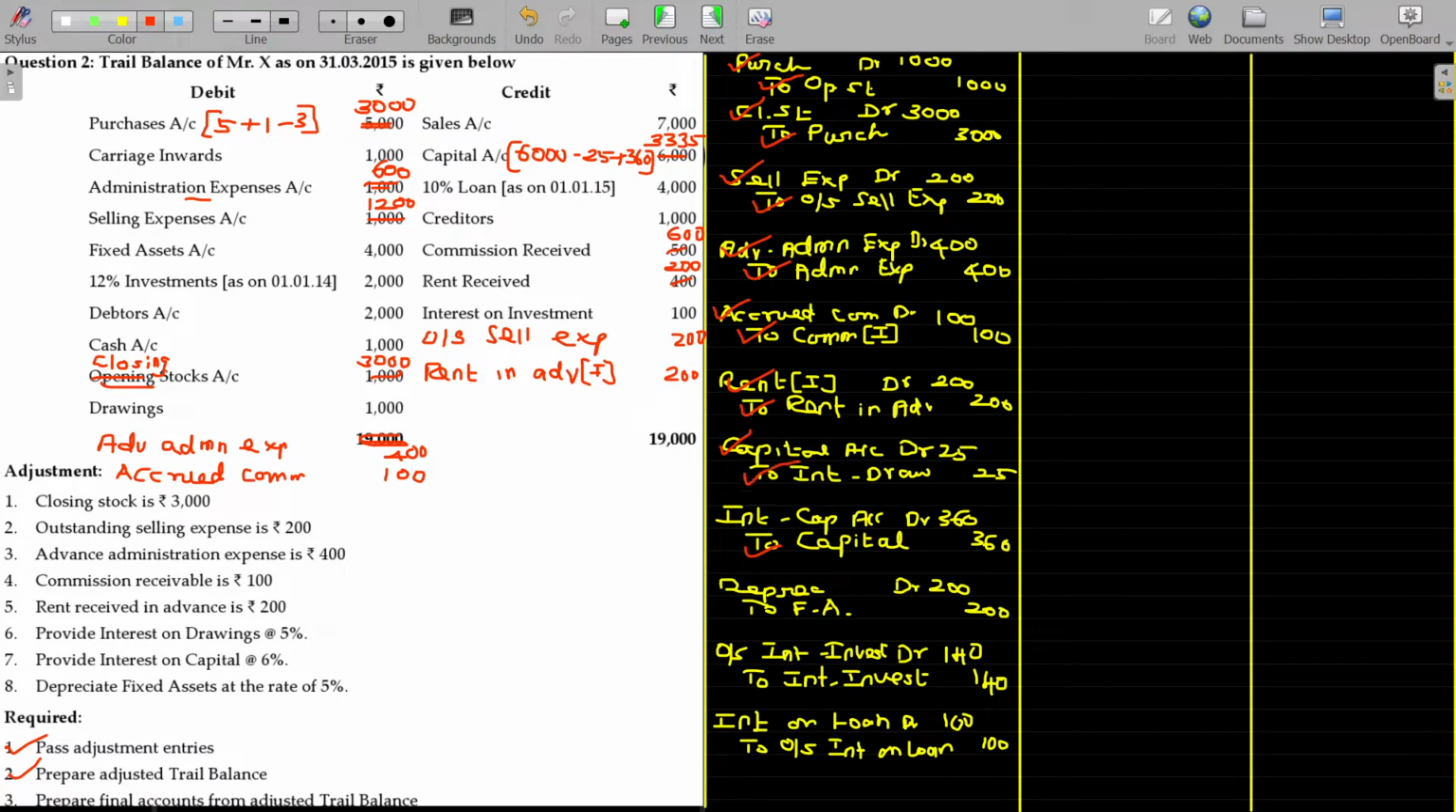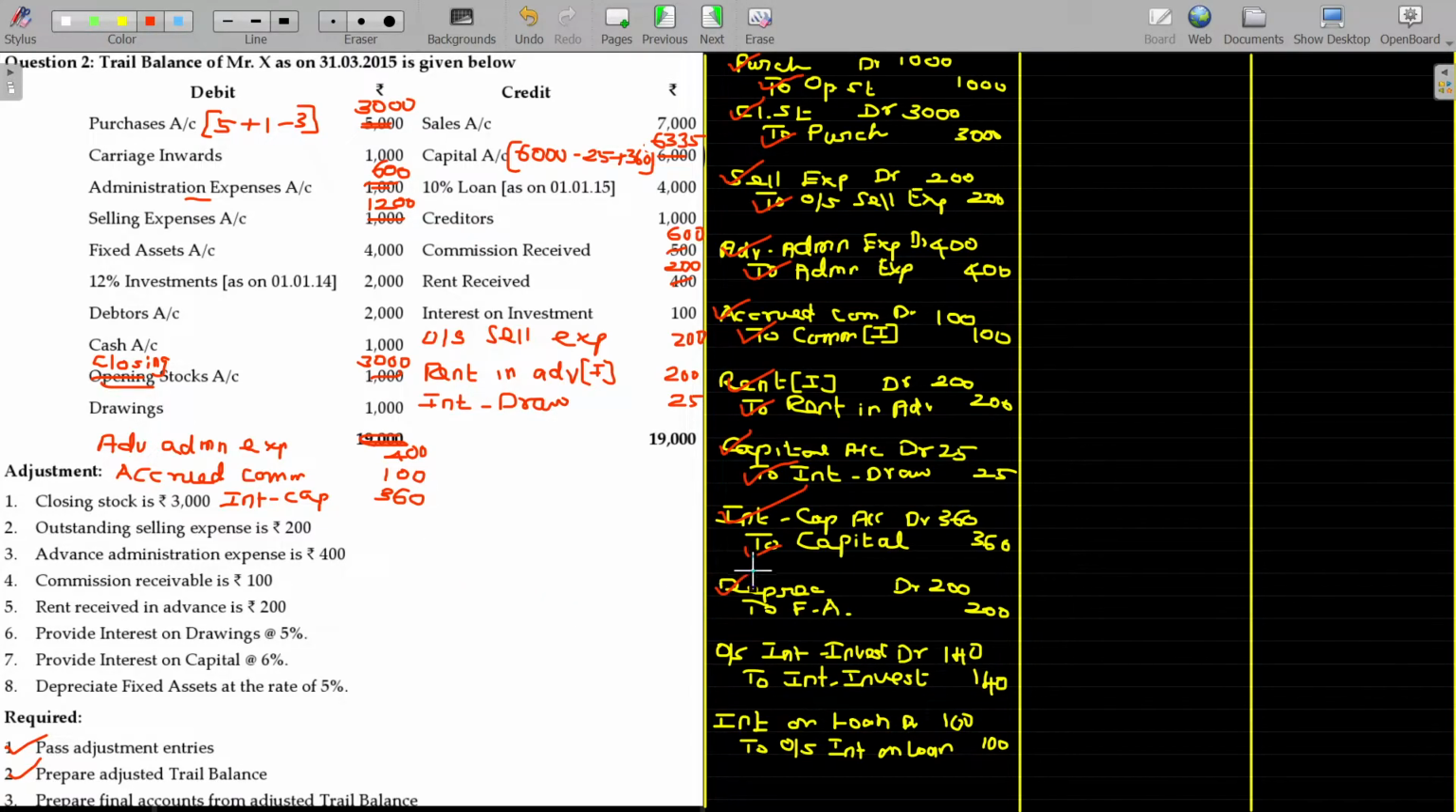Next, interest on drawings, a new account, comes in the credit side. 6,000, right? Okay, 6,335. Capital is now 6,335. And interest on drawings in the credit side. I put the value in the credit side, interest on drawings 25. And then interest on capital. That should be the debit side, right? So interest on capital, this value being 360.